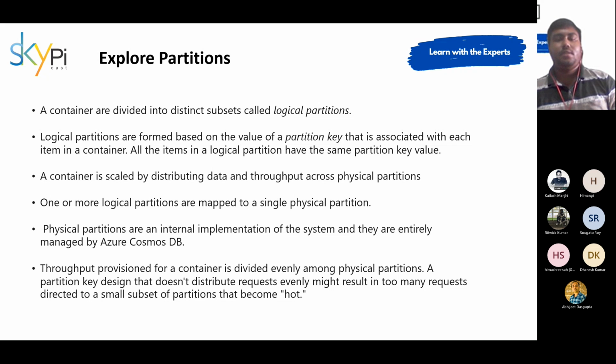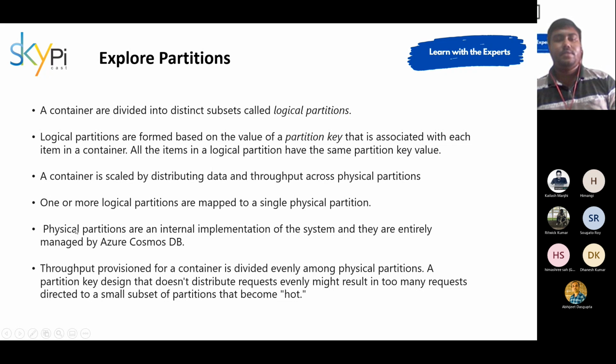If we logically divide a container by its throughput, like if we assess that this partition will have 200 or 400 throughput, we can be rest assured that it gets that or more than that, but it cannot get less than that.